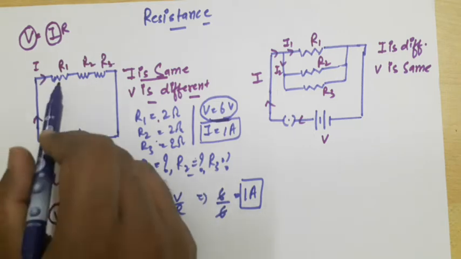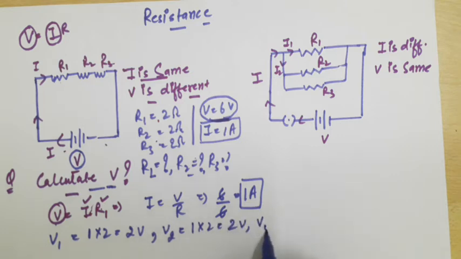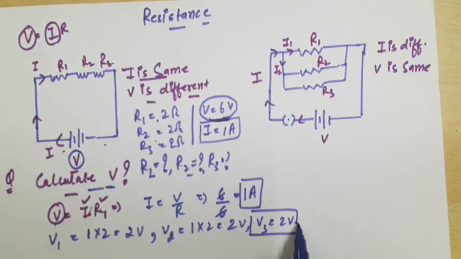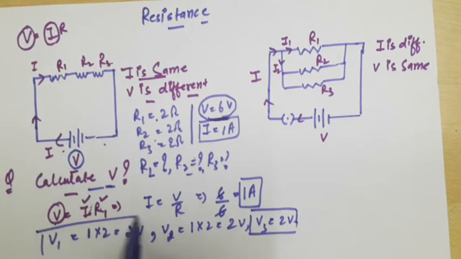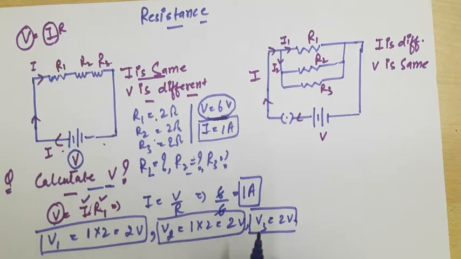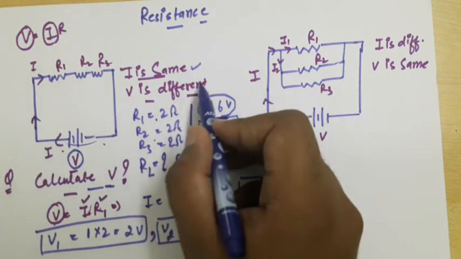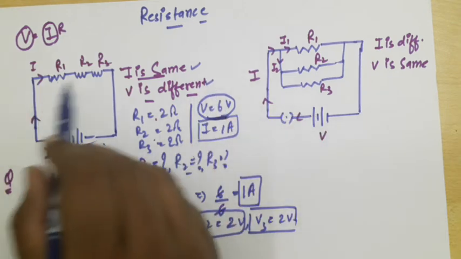If I have to calculate this V1, I know that 1 ampere is the same and R1 is given to you as 2, so I'll just enter 2, it becomes 2 volts, right? Similarly V2, 1 into again 2, that will again become 2 volts, and similarly V3 will again be 2 volts only. So these things have to be kept in mind, right? We'll again just reconcile what we have studied. We have studied in the series case, current will be the same, potential will be different for different resistors.